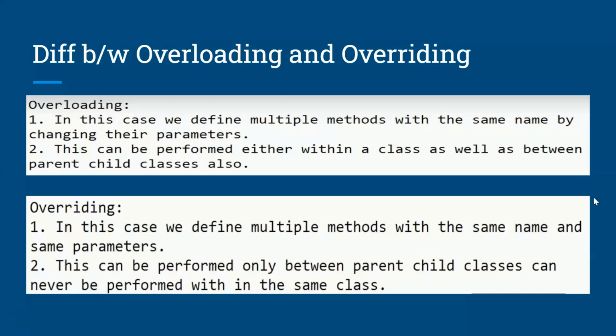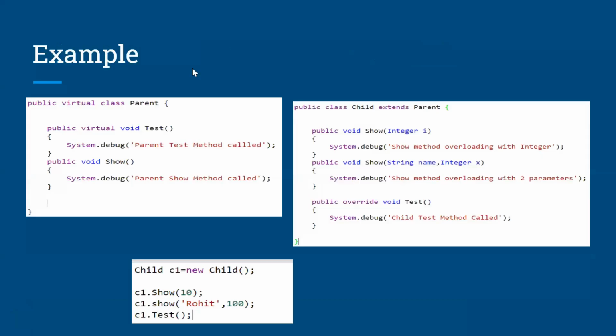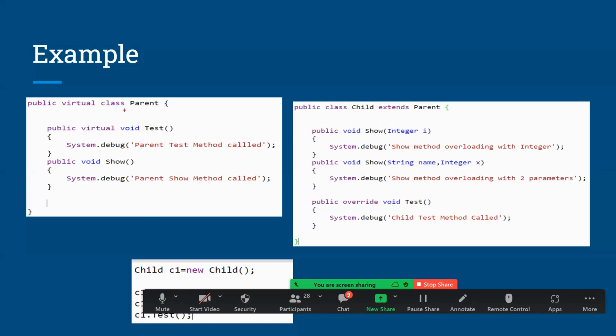Now let me click here. We have an example of overriding. Just focus on it here. I have a parent class and another child class. Under the parent class, I have a virtual method, because a class can contain virtual methods as well as non-virtual methods. This virtual method is called test, and this is a normal method. Here you can see this is the parent class method.